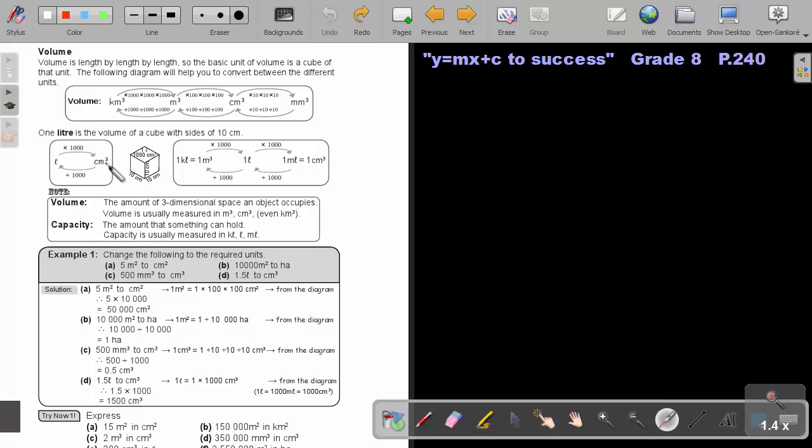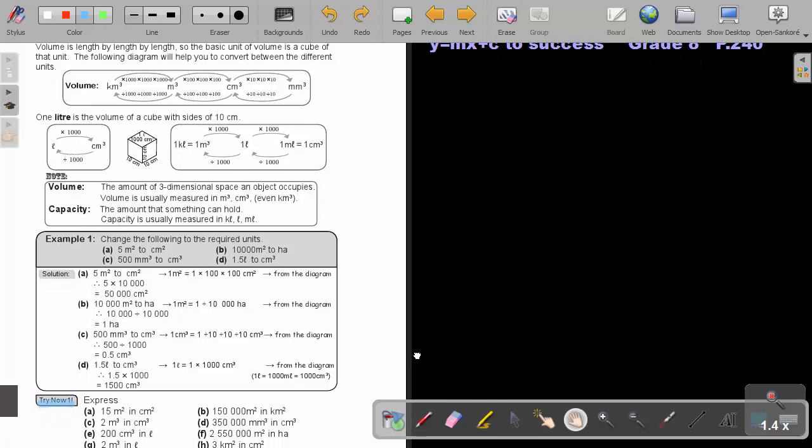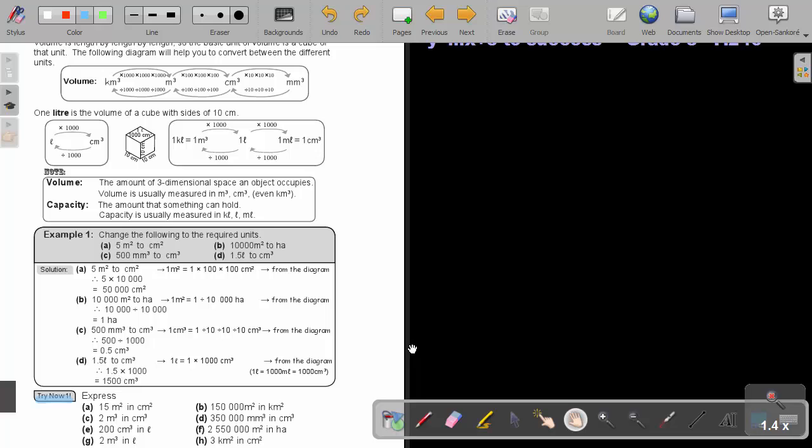Take the time and just memorize these tables. It's really going to help you with conversion and it's going to help you if you work with area, volume, perimeter and that kind of sums. Okay. Do Try Now 1. You can stop the video and as soon as you are finished, you can continue with the video. So do all of them and really try to make use of the tables. It's going to help you.